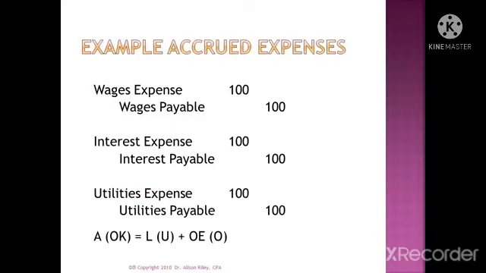Here's how we make the adjusting journal entries to record the accrued expenses for the three previous examples. Notice that in each case we debit an expense and credit a corresponding payable to show that we owe payment for these items. If we omit to make this adjustment, our expenses and liabilities will be understated, and our net income, retained earnings, and equity will be overstated.